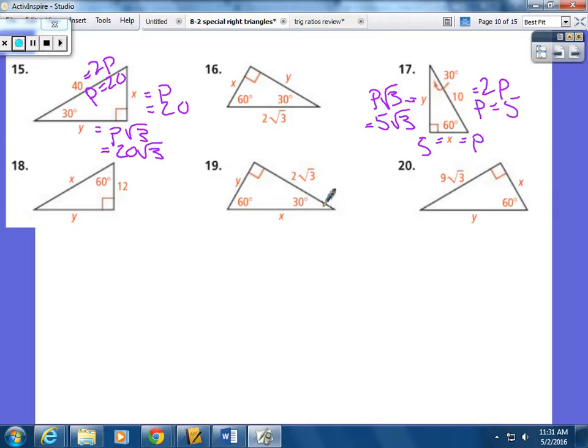19, now this is not the hypotenuse, this is the longer leg. Hypotenuse, remember, is 2p, short leg is p, and this is p root 3. Okay, so these square root of 3's, if I divide by square root of 3, those are going to go away, and I have p equals 2. So x is going to be 2 times 2, which is 4, and y is going to be 2.